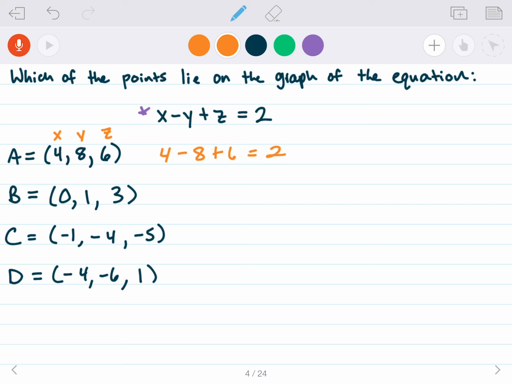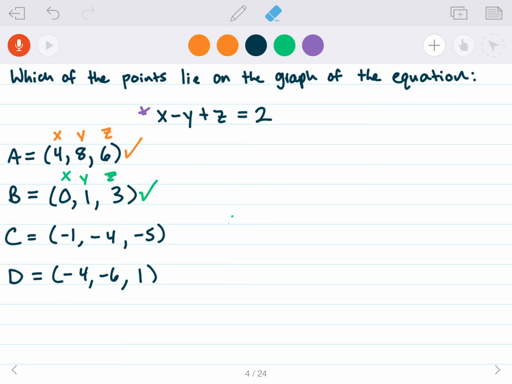Okay, so 4 minus 8 plus 6 is going to give us 4, negative 2 equals 2. Is that true? 2 equals 2? Yes, it is. So this one is on the graph. Next one, x is 0, y is 1, z is 3. So we have 0 minus 1 plus 3 equals 2. That checks out as well. So that one is on the graph.